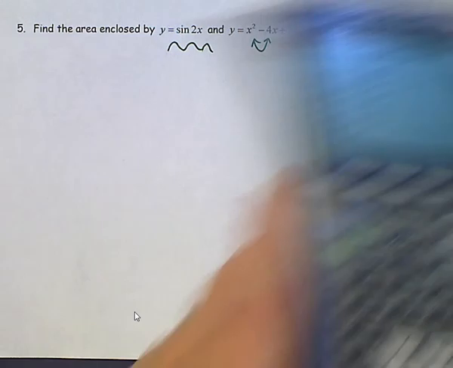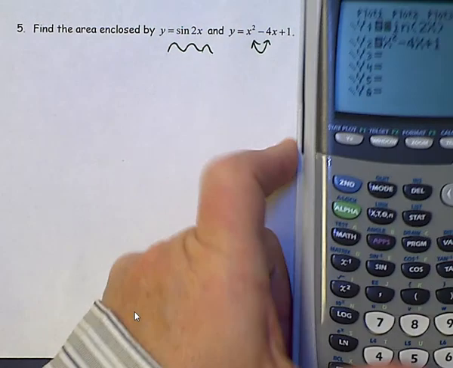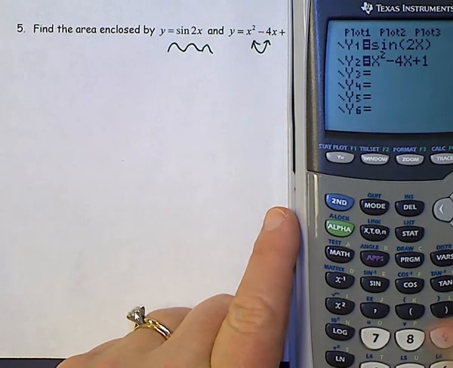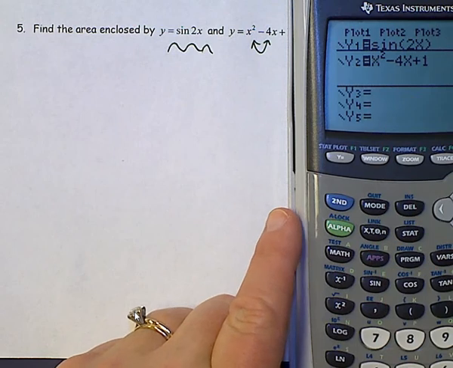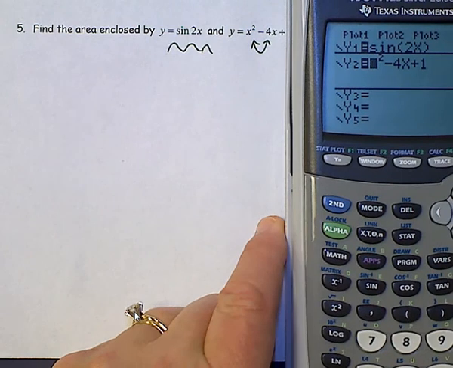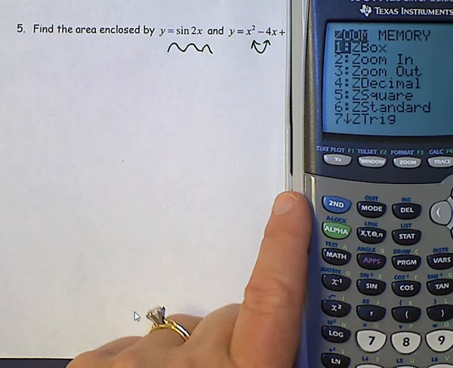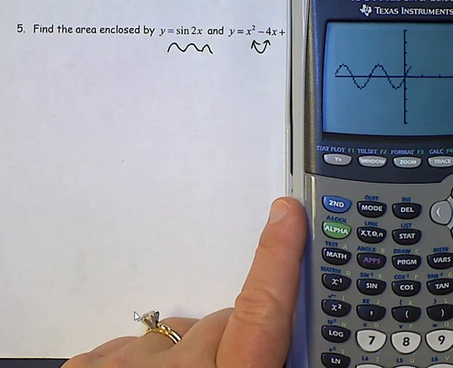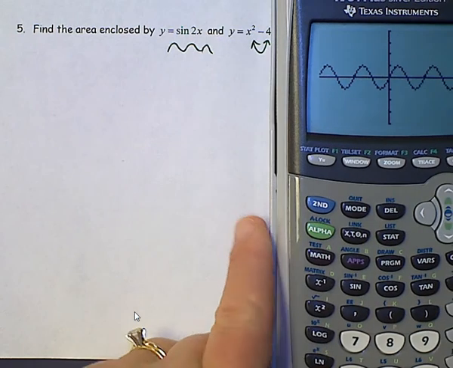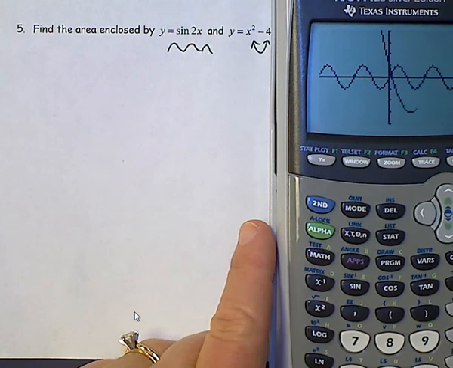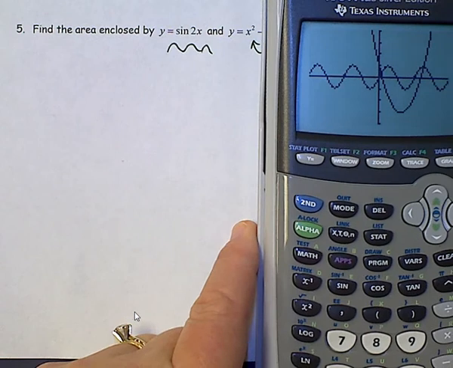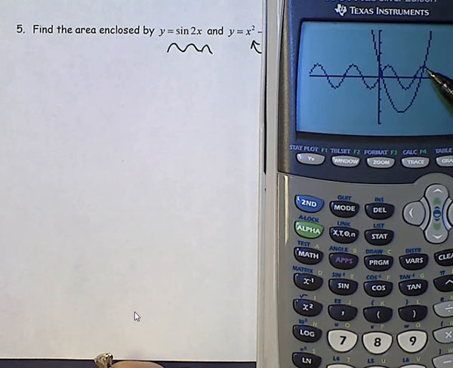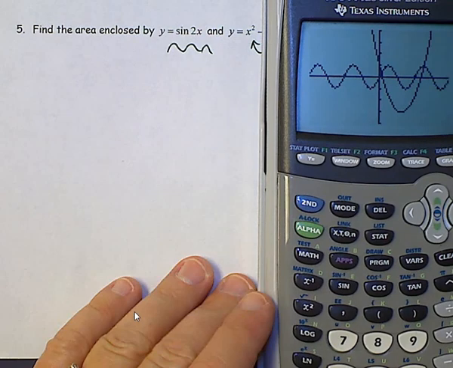If I go into the graphing screen, I've put in sine 2x as my first function, x squared minus 4x plus 1 as my second function, and then let's graph those. I'm going to do zoom trig because I like how the sine function sits at those exact points right there. And then, okay, there's my parabola. So I can see the first intersection point's not quite at the origin, second one's over here. So let's actually calculate those intersection points.